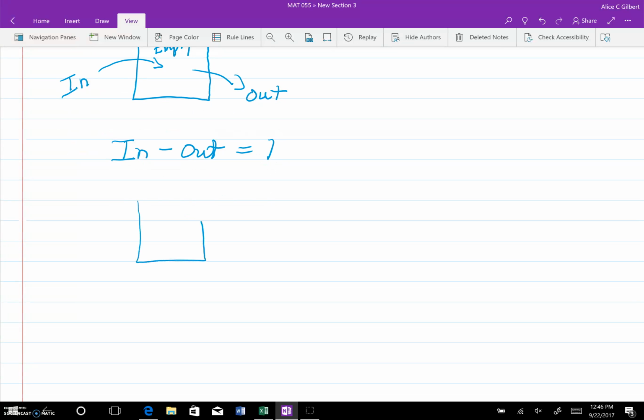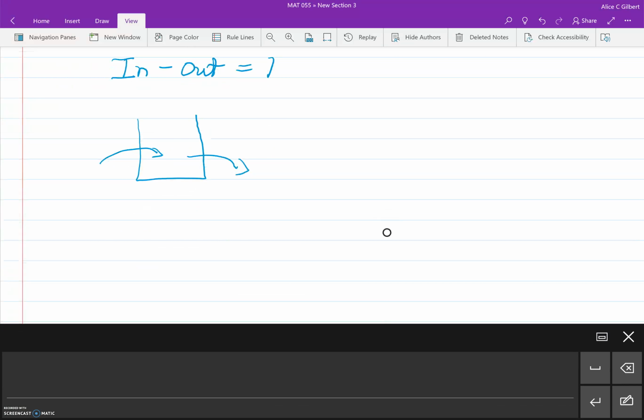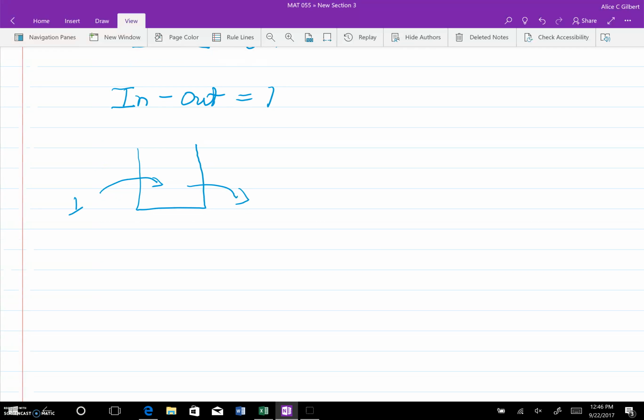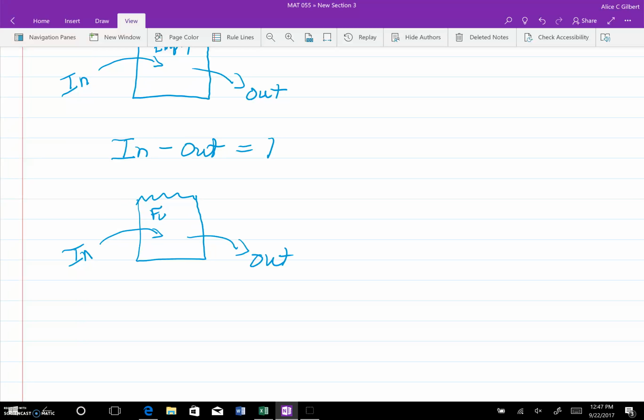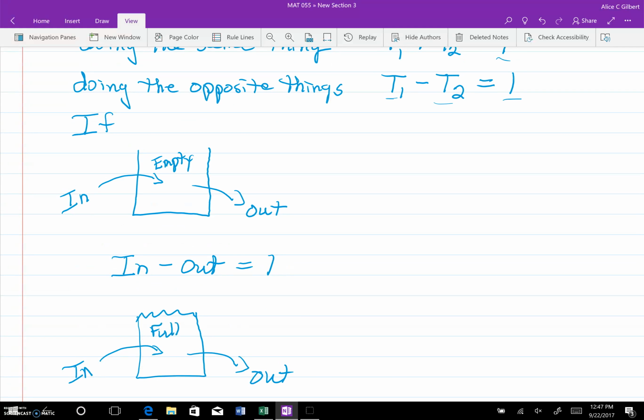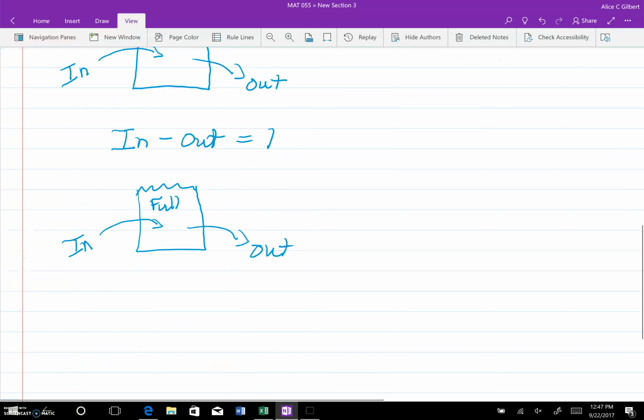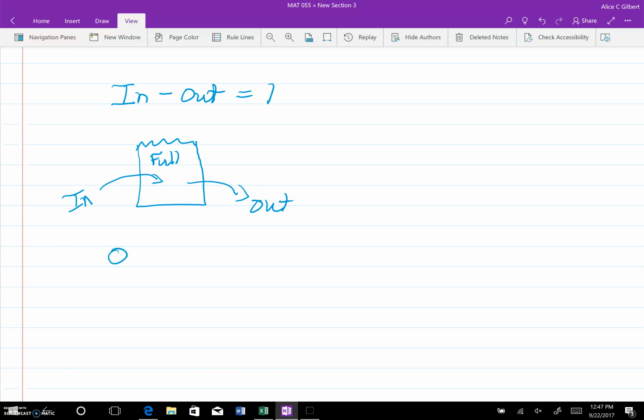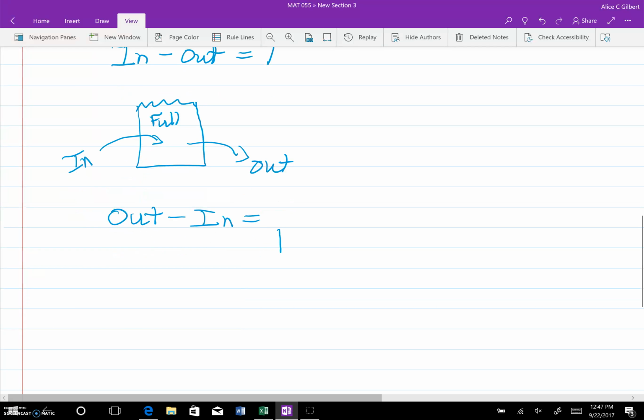But let's look at it if it was the same idea. We've got something filling it up and something draining it out. In, out. But this time it's full to begin with. It starts off full. Well, that means we can't put anything in until we take some stuff out. But this is still things doing opposite things. So now we have to start with out and then subtract in, and it equals 1 job accomplished.